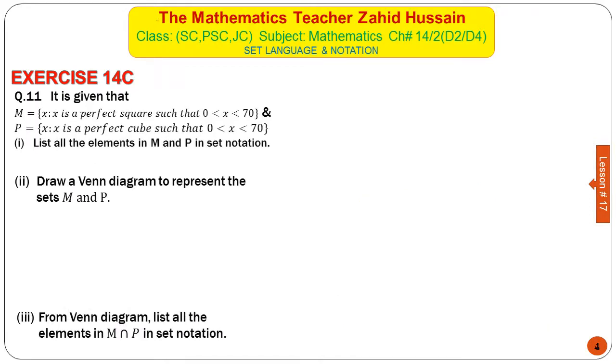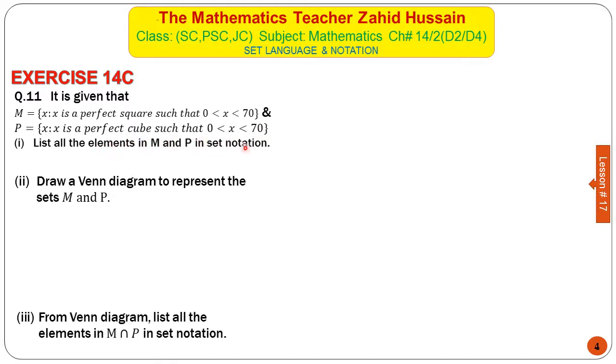Question number 11 is written in describing the elements in set notation. Set builder form में ये लिखे हुए हैं, x such that M is a set of all x such that x is a perfect square such that x is greater than 0 and less than 70. P is a set of all x such that x is a perfect cube such that x is greater than 0 and less than 70.